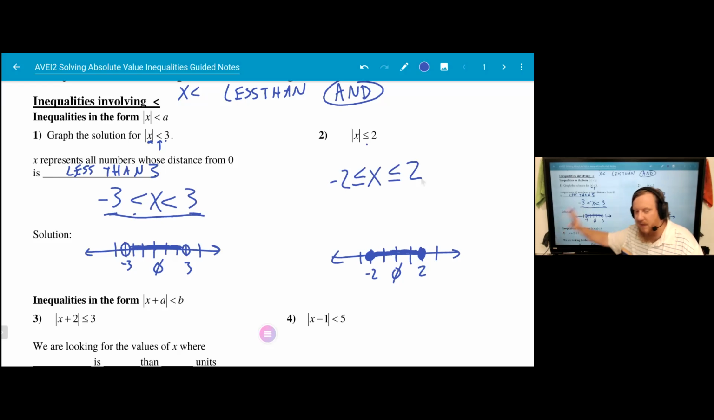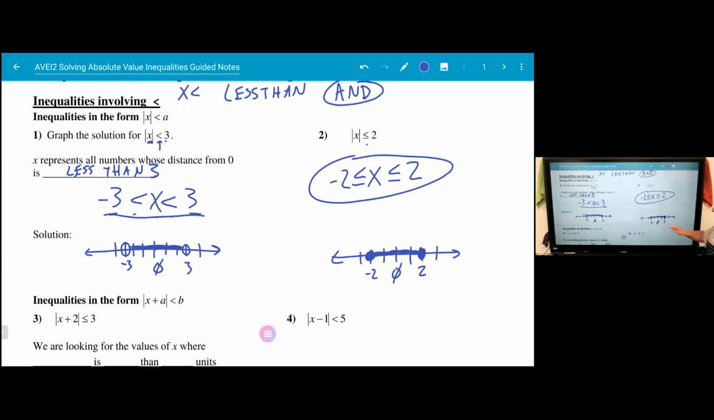The negative goes on the left, the positive goes on the right, and I have -2 is less than or equal to x, which is less than or equal to 2, which is the same thing that my graph said, and it's the same thing that we reasoned through when we were just plugging values in. Interesting. Okay, so let's take it up a notch.